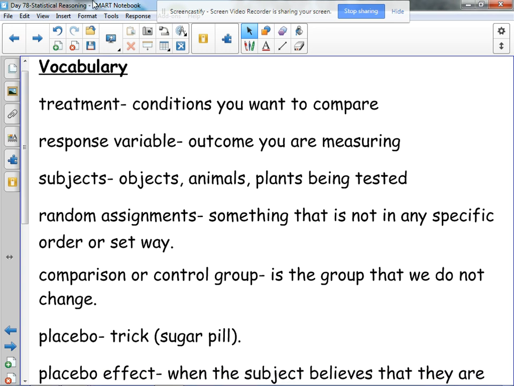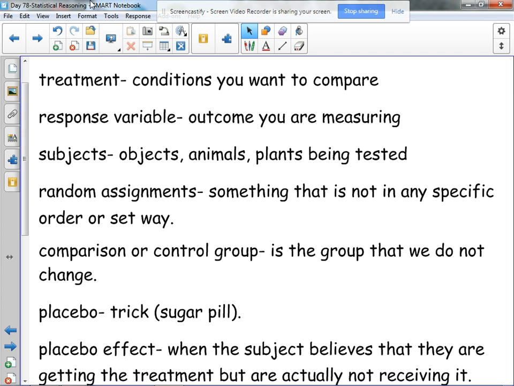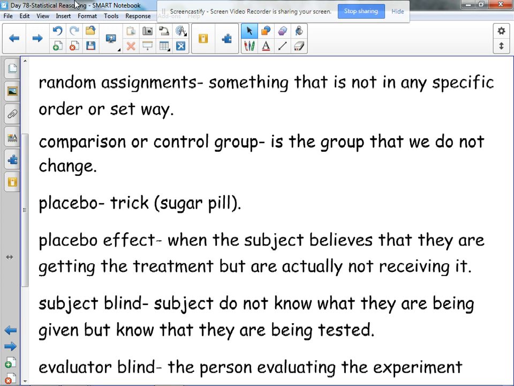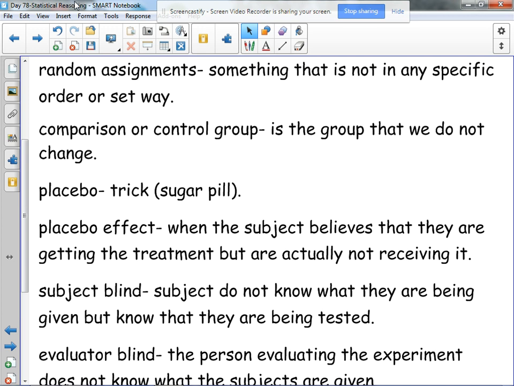We've got our subjects. Those could be plants, it could be animals, it could be humans, it could be any number of things that are being tested. Here's one key, a random assignment. That's pretty self-explanatory, that you don't set it out in any specific order. You just randomly give it to all of your subjects, or some of your subjects. We have a comparison or a control group, and that's the group that doesn't change.